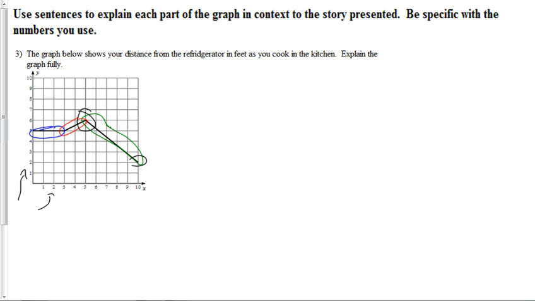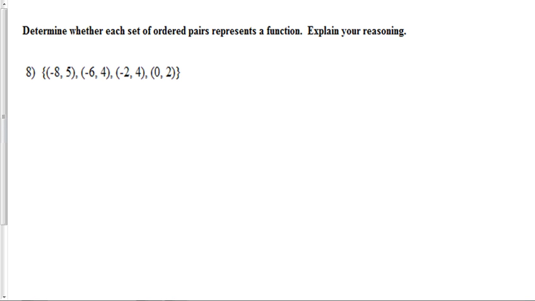Okay, go ahead and listen to that one again if you need it. If not, let's go on to number 8, which says determine whether each set of ordered pairs represents a function. Explain your reasoning. So what you're looking for in ordered pairs is whether the x variables repeat, but that's not everything. So remember, it's not about just the x variables repeating. It's whether you have x variables, 2 of them, with different y variables.